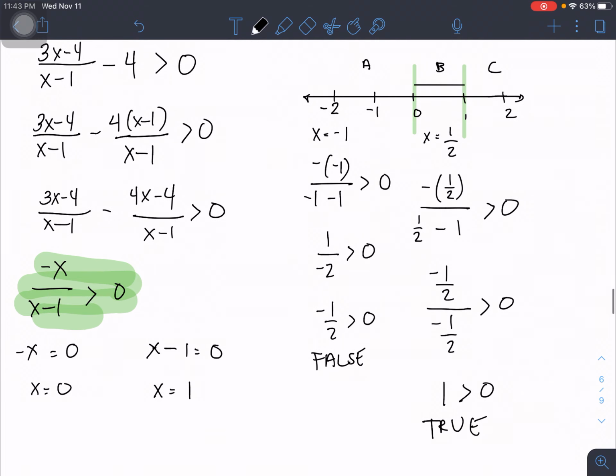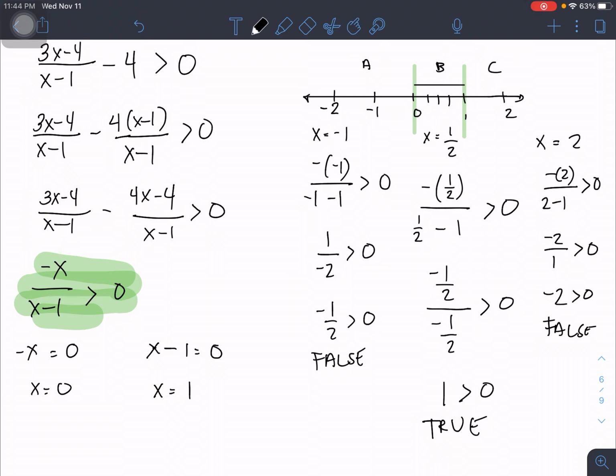Okay, and so let's have an example at C. So let's have x is equal to 2. So this will be negative 2 over 2 minus 1 greater than 0. So this will be negative 2 over 1. So negative 2 greater than 0, and negative 2 greater than 0 is false. So our interval will lie between 0 and 1. So this includes 1 half, 1/4, or 3/4. So any real numbers lying between 0 and 1.